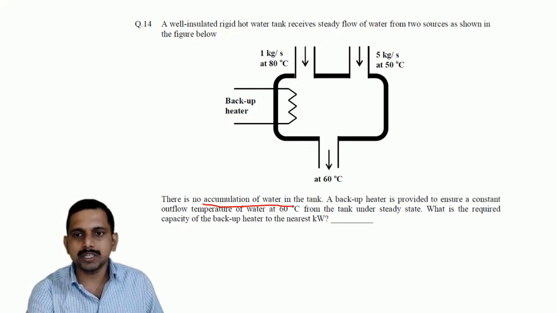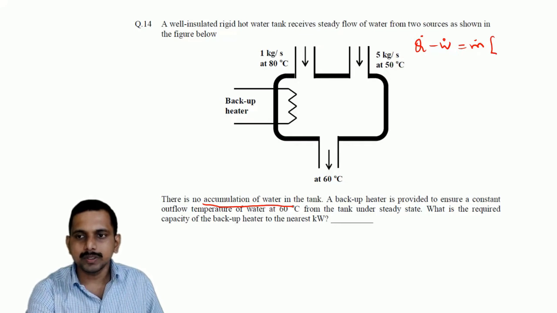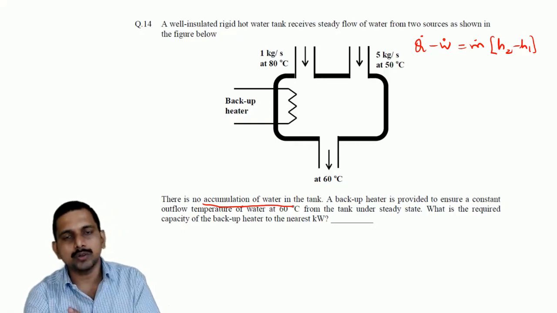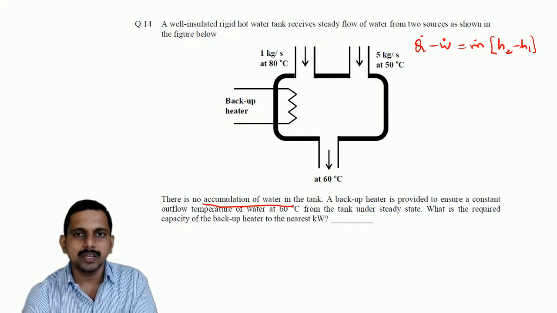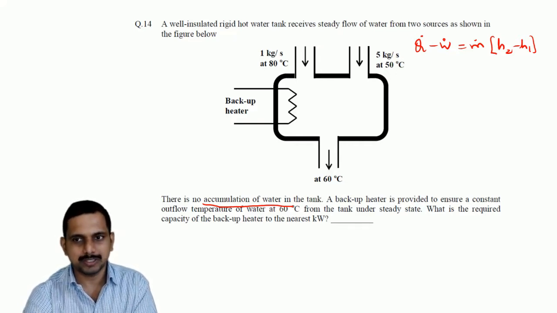So what is the steady flow energy equation? I can say Q dot minus W dot is equal to M dot into H2 minus H1, and then there are other things like M dot into specific kinetic energy and specific potential energy, which all go to zero in this particular problem. So what is required is only this much.